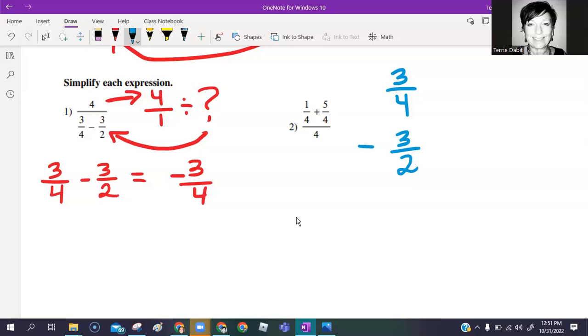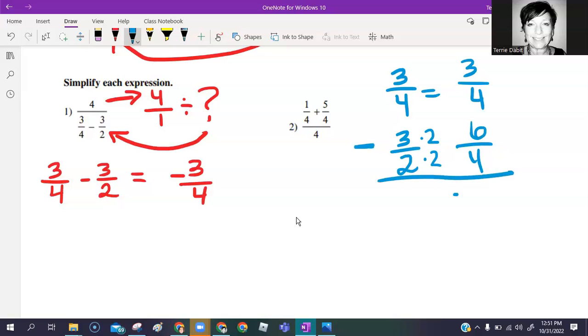Hey, Caleb, welcome. Find me a common denominator of 4. That gives me 3. For the 3/2, I need to multiply top and bottom by 2. That gives me 6. And remember this is a takeaway problem. 3 minus 6 gives me negative 3. And then I have the common denominator of 4. So you can see where I got the negative 3/4.